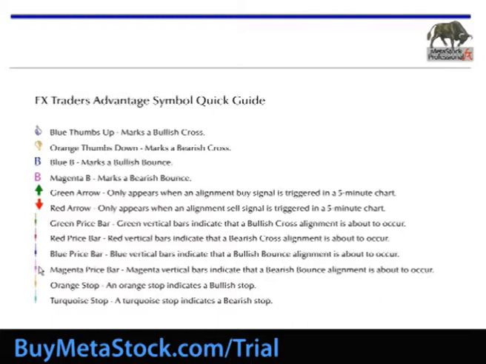The blue and the magenta bars signify 3 bounces occurring at the same time. This is very rare. We also have stop losses. This is not really orange. In fact, the program even refers to this as the golden bar and the turquoise bar. These bars indicate potential times to exit the market or place stop losses.